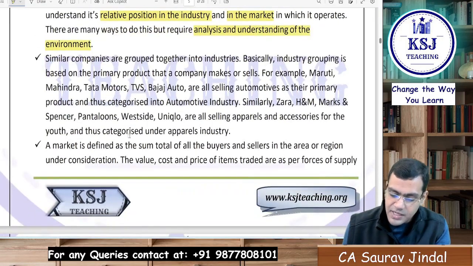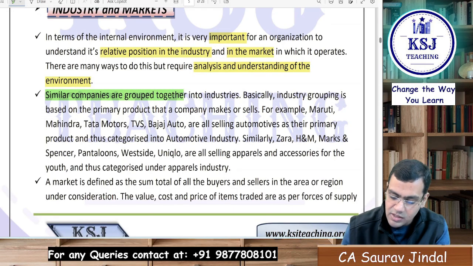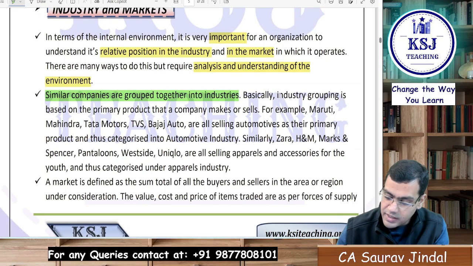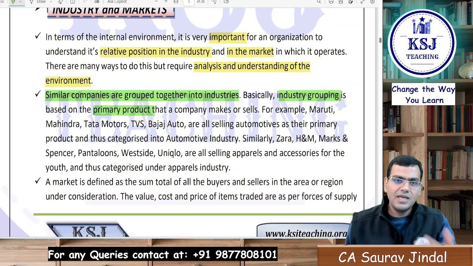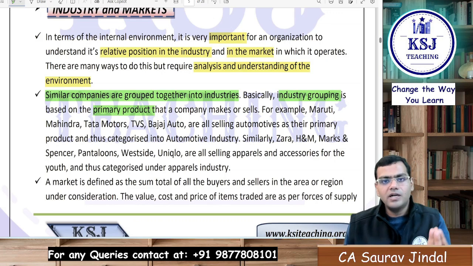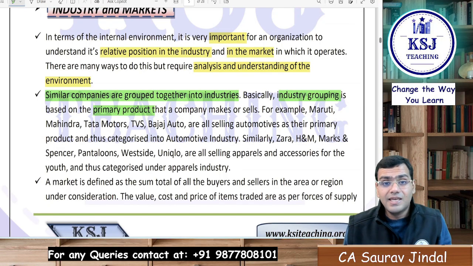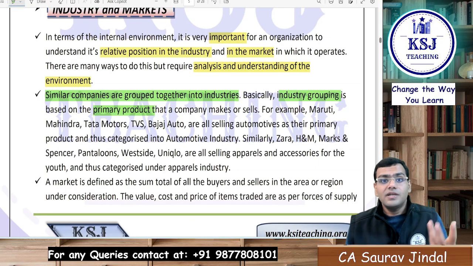Similar companies are grouped together into industries. Basically, the industry grouping is based on the primary product that a company makes or sells. If you are making a shoe, that is the primary product, so you are in the shoe industry. If you are making a mobile phone, you are in the mobile industry. If you are making or selling cars, then you are in the automobile industry. So based on the primary product that you are manufacturing, your industry will be decided.